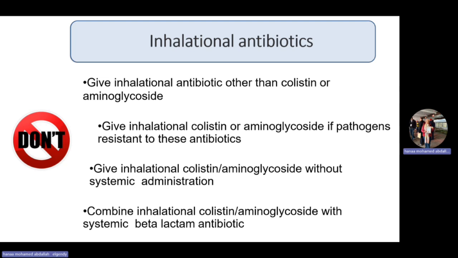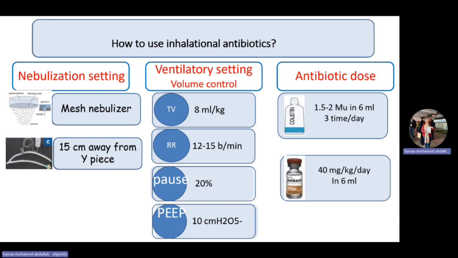So once we start colistin or aminoglycoside as a nebulizer, we should combine or add the colistin or aminoglycoside IV form. So how to use inhalational antibiotic if the patient is spontaneously breathing? First, what type of nebulizer? Never use the ordinary jet nebulizer. Always use the mesh nebulizer to allow these very minute particles to reach the distal airway.